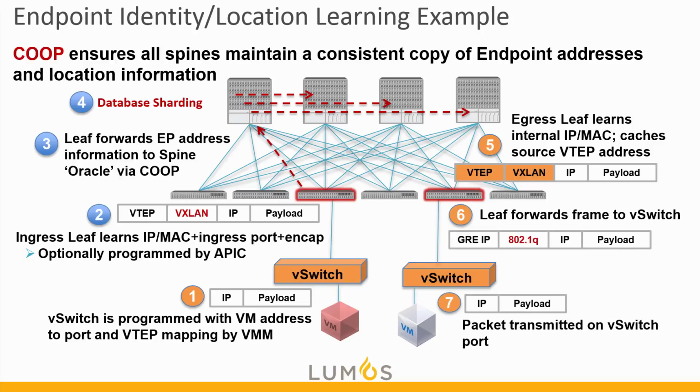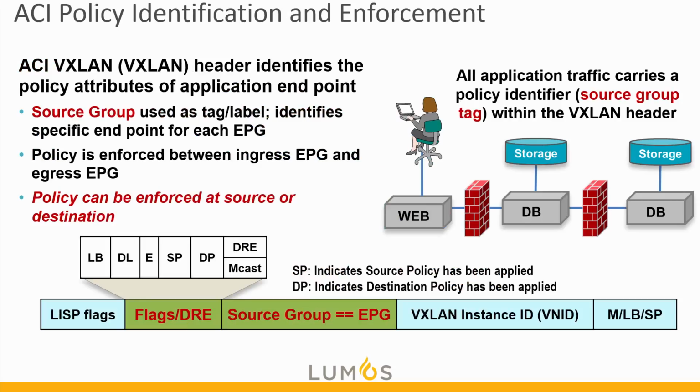So we also talked about policy identification and enforcement, specifically that the source group, or the source EPG or endpoint group, is going to be used as a tag or a label, specifically the class ID. And whenever a VM or machine, a host, attaches to our fabric, we'll learn the source group and tag the VXLAN header with its class ID. And then policy can be enforced at the ingress or egress, the source or destination, based on whether the source knows about not only the source group but also the destination EPG. If it does, it will apply policy at the source.